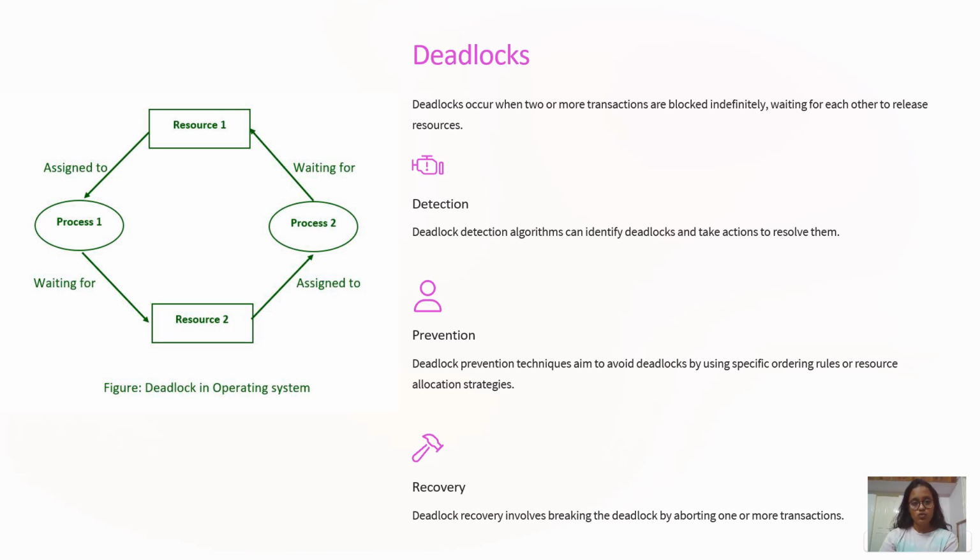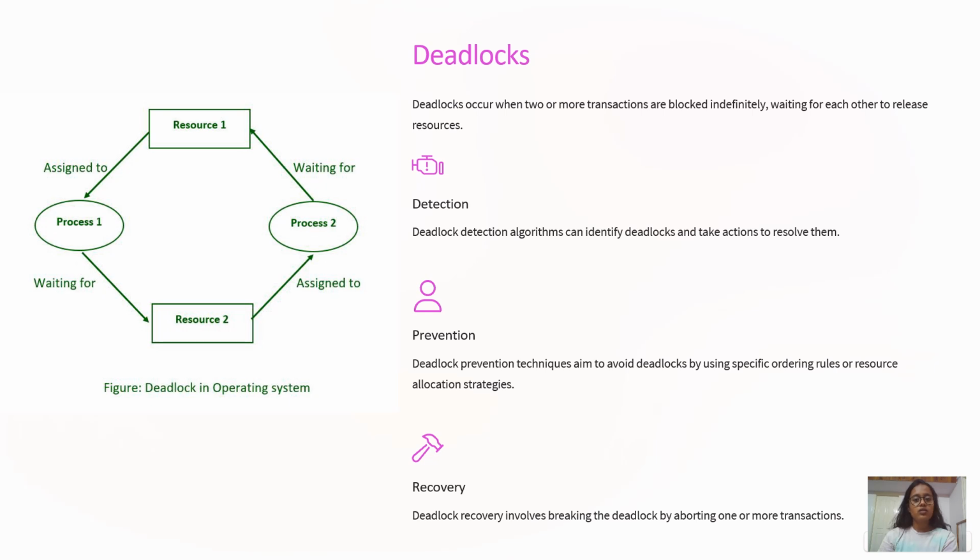Here, for example, we'll see process 1 is already holding resource 1 and is waiting for resource 2, whereas process 2 already has resource 2 and is waiting for resource 1. This resource 1 is held by process 1. Hence it creates a cycle. This cycle is called deadlock. So there will be no progress.